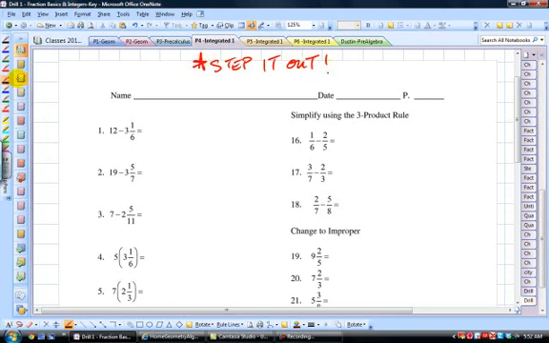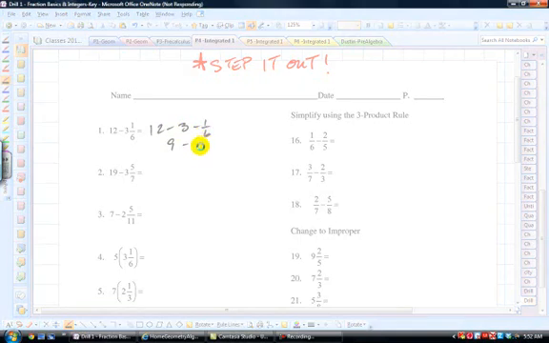Now what I want to do is show you a new technique, so have an open mind. Here we go. Instead, we're going to take 12 minus 3 minus 1/6. We have to subtract the 3 and the 1/6. From left to right, 12 minus 3 is 9, but you still have to subtract a 1/6 here.